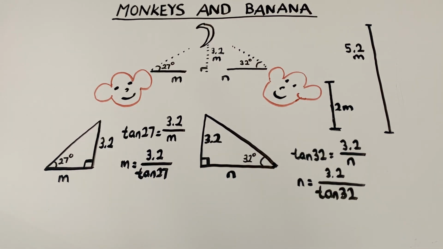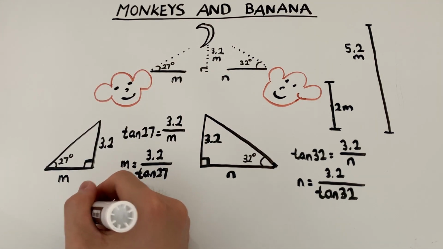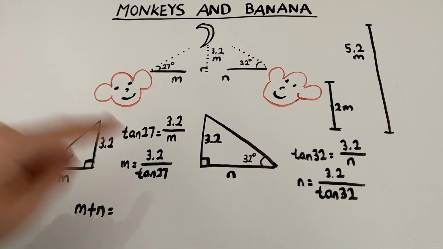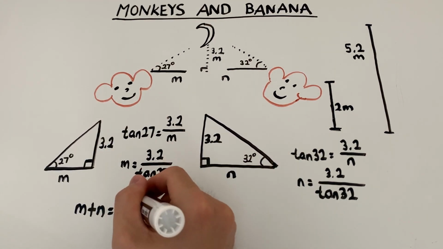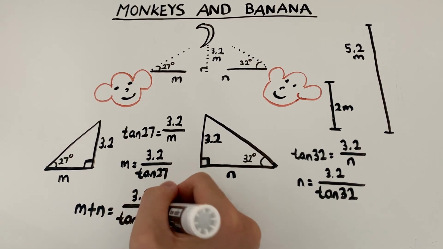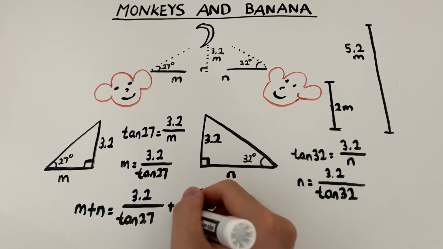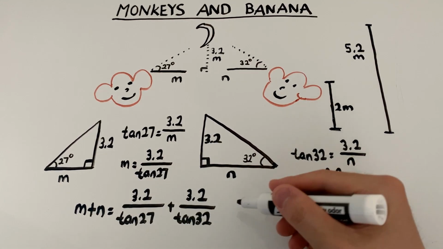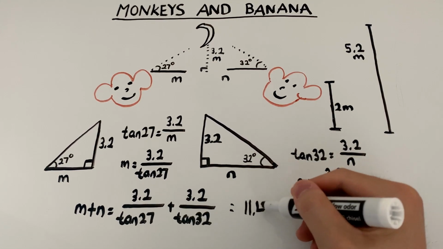And the total distance between the two monkeys, we said, is going to be m plus n. m plus n is just 3.2 over tan 27 plus 3.2 over tan 32. So that's what you're going to input into the calculator. And you should get a final answer of 11.4 meters.